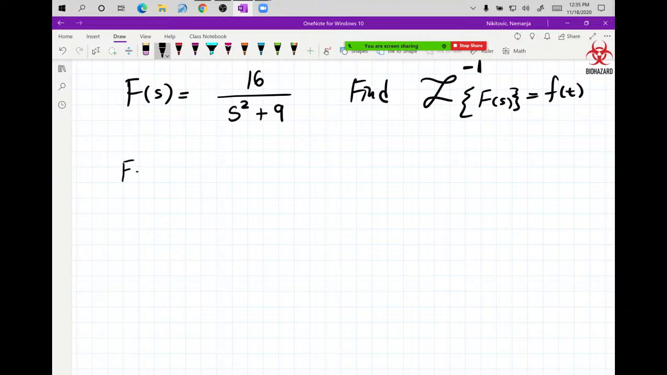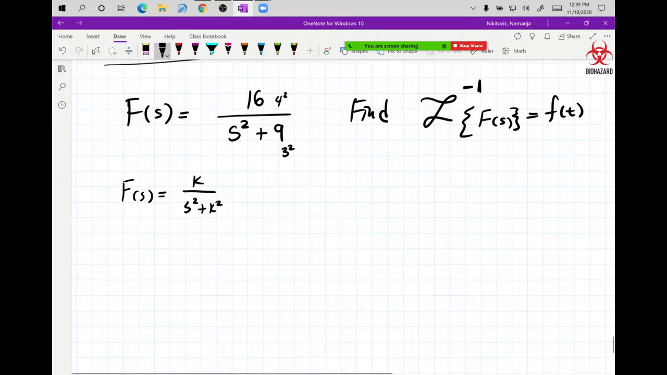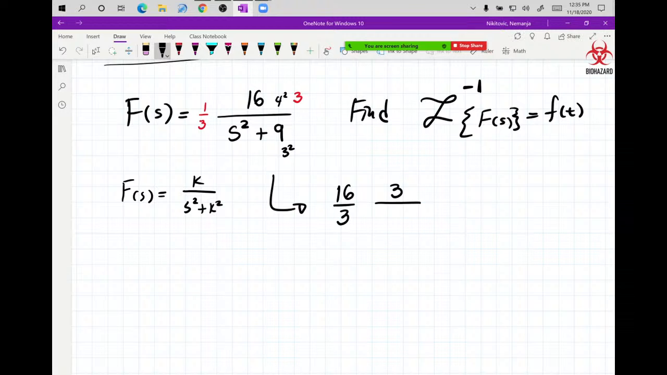So if my F(s) is k over s squared plus k squared, but now this is 3 squared and this is 4 squared, and that doesn't match. Okay, that's fine, because I can multiply and divide by 3 that I need and completely not use this 16. So this is 16 over 3, and then I have 3 over s squared plus 3 squared. There it is: 16 over 3 sine 3t. Okay, it can be done.